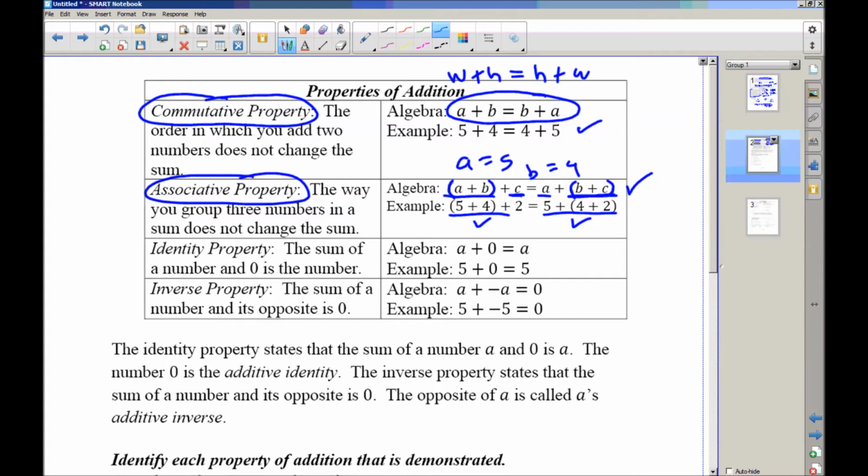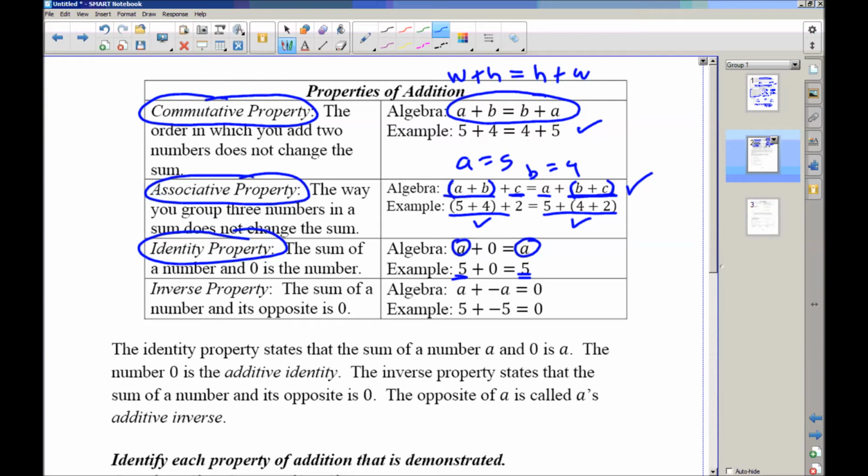All right, identity property. The sum of a number and 0 is the same as that number. So for instance, if I take any number A, add on 0, I still get A back. And here's an example with 5 being A's value. 5 plus 0 is still 5. Okay, so the identity property: adding 0 does not change the identity of that number. So 5 is still going to be 5. We didn't disguise him or change his identity by adding 0 to him.